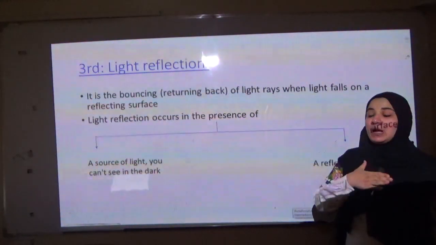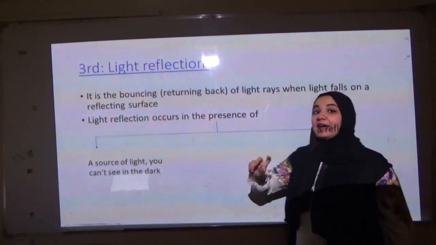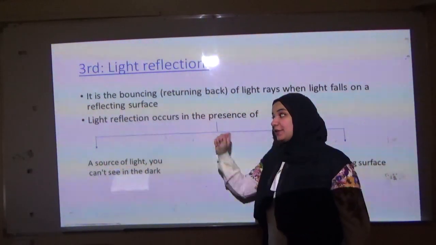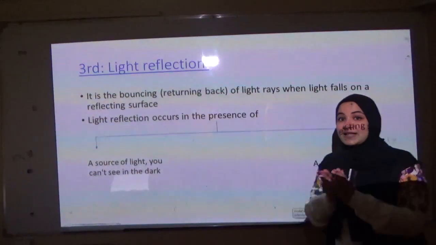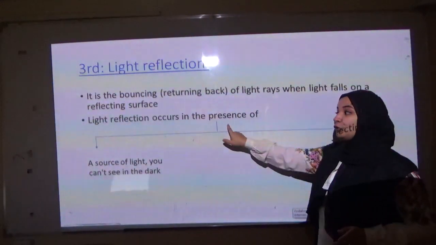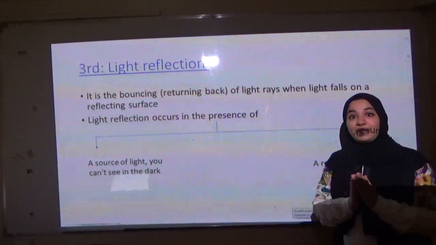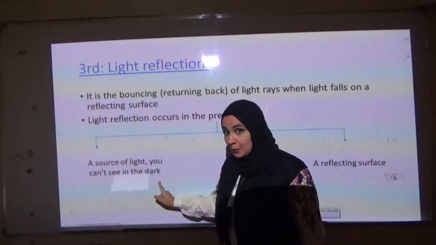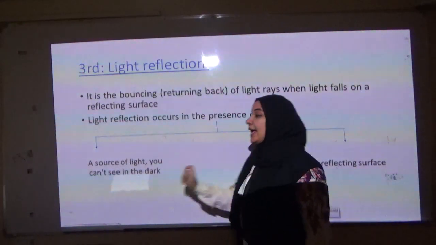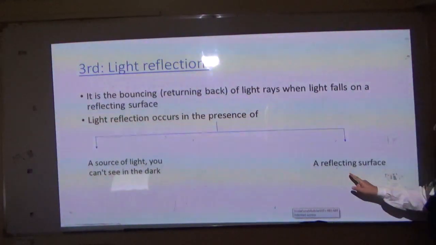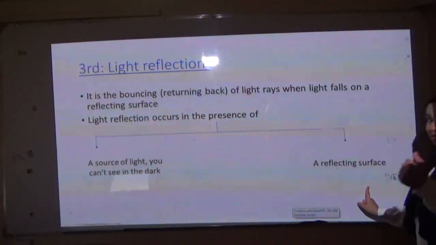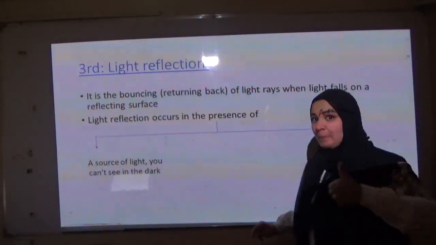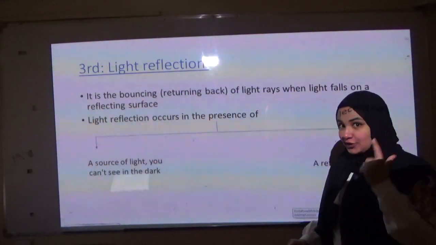I said I have two main rules. This part is very important. Pay attention with me. I have two main rules in order for the reflection to occur. I should have a source of light, and I should have a reflecting surface.